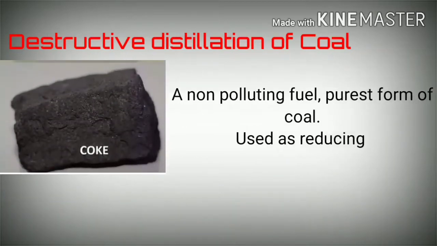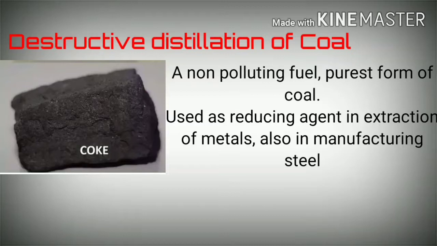Next is coke. The residue from distillation is in the form of coke. Coke is a non-polluting fuel used for production of gaseous fuels. It is also the purest form of carbon. Coke is tough and porous. It is widely used in extraction of metals as a reducing agent. Also, it is used in manufacturing of steel.